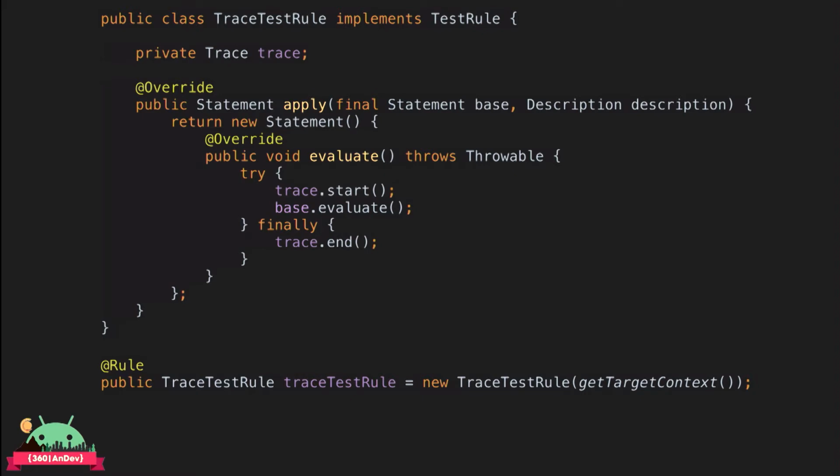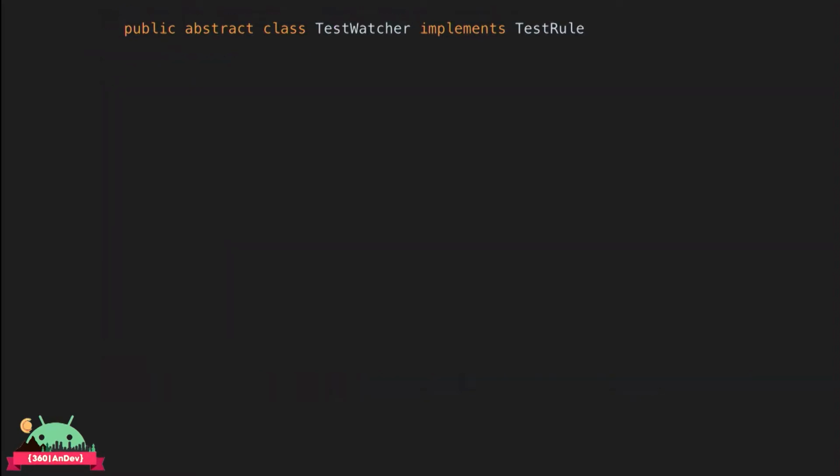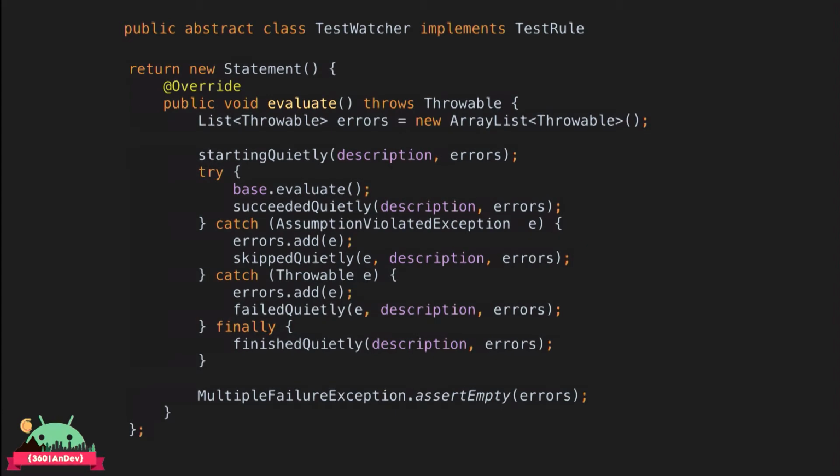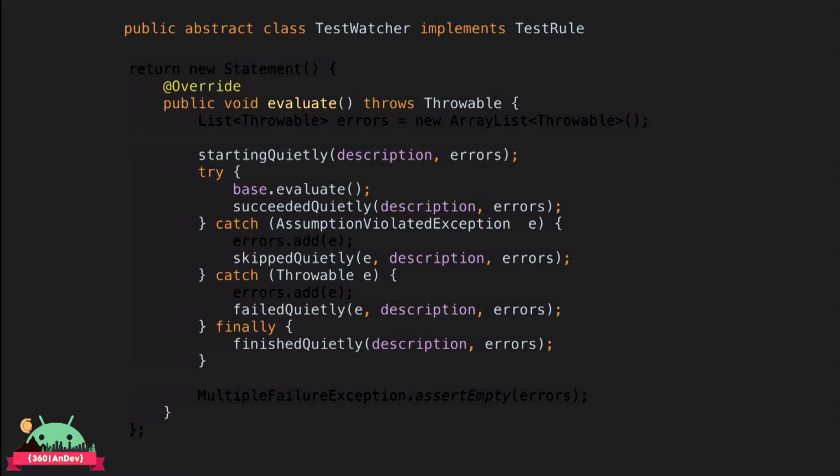But that means that you can create your own rules, right? In that case, we are trying to create a simple test rule that, before the base evaluate, the execution of the test, I want to get some data from the phone, for example, or from the emulator. And at the end, I want to end this tracking memory. And if I want to use the test rule only in my test, I have to specify with the rule annotation the instance of my new rule.